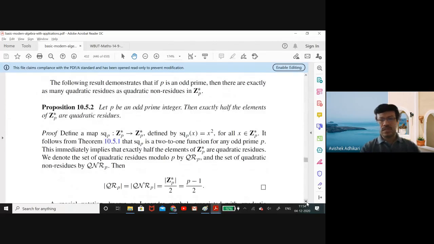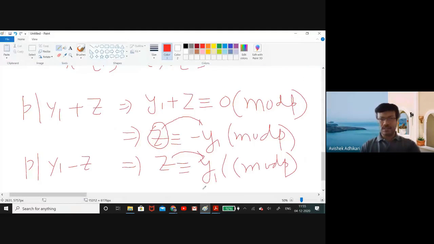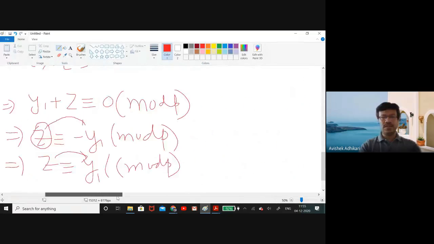Now what I need to show is how many elements are there which are quadratic residues and how many elements are there which are quadratic non-residues. We have already seen, intuitively we have already guessed, what this value should be. Now I need to prove it. So again I first give a kind of intuitive proof.